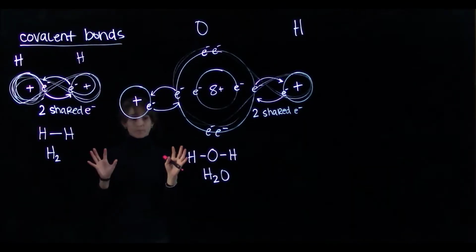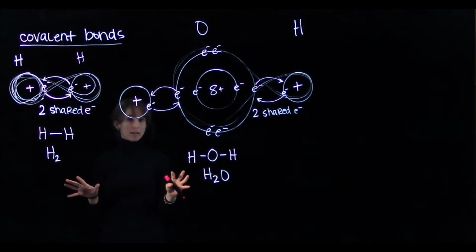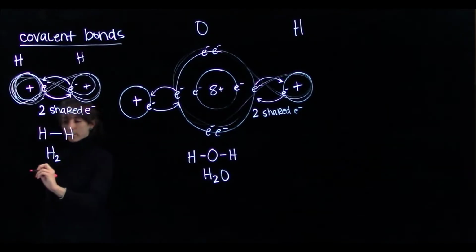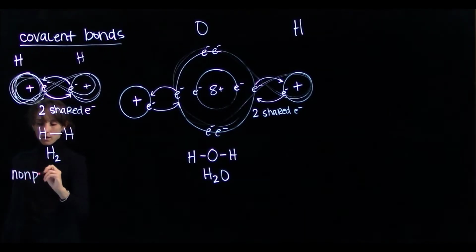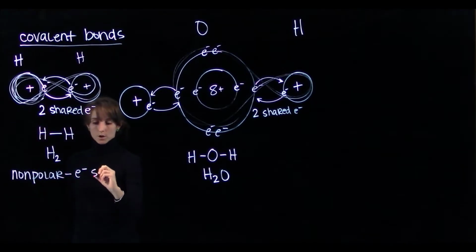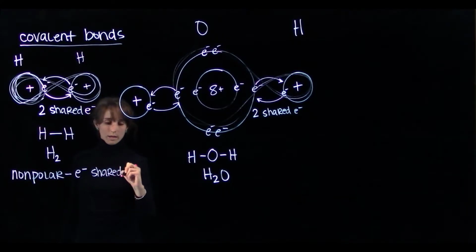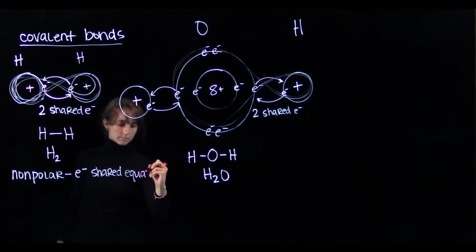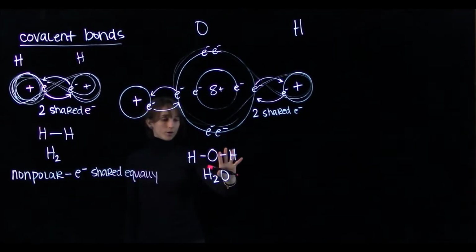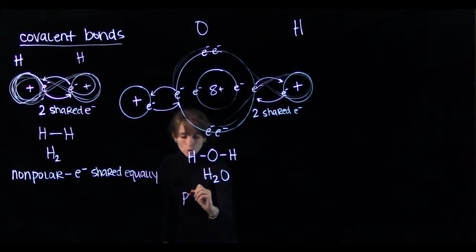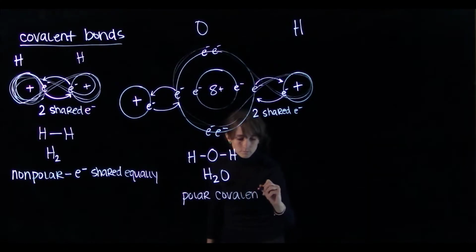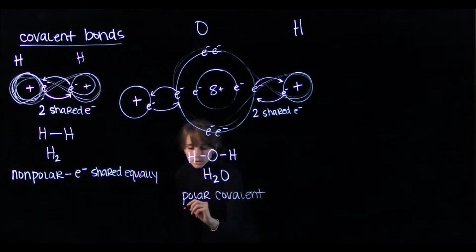Now we have two molecules. Both are formed by covalent bonds, but the type of covalent bond differs. Over here, we have what's called a nonpolar covalent bond because the electrons are shared equally. Over here, we have what are called polar covalent bonds because the electrons are shared unequally.